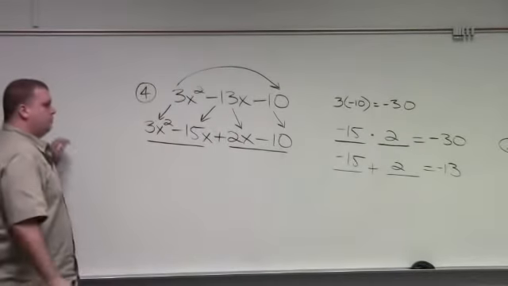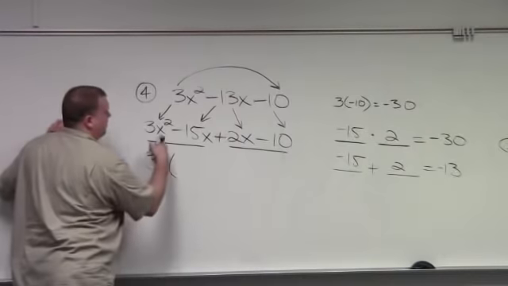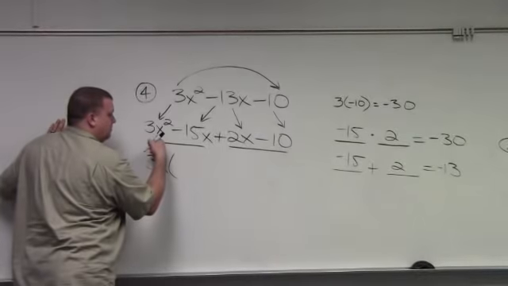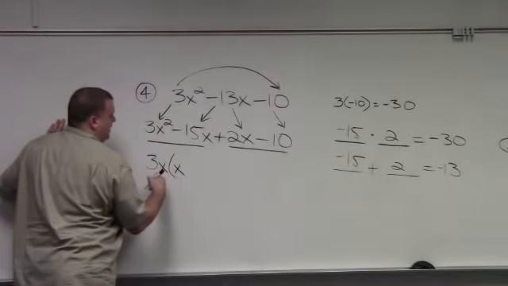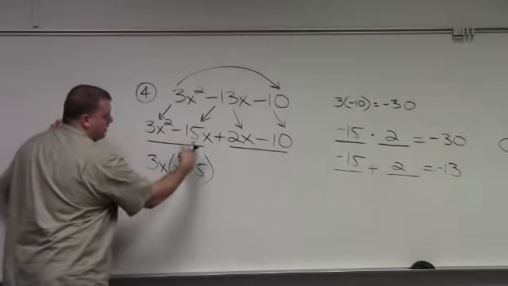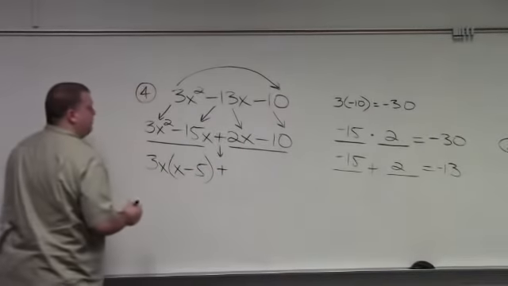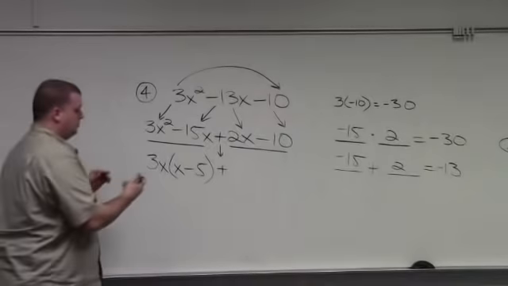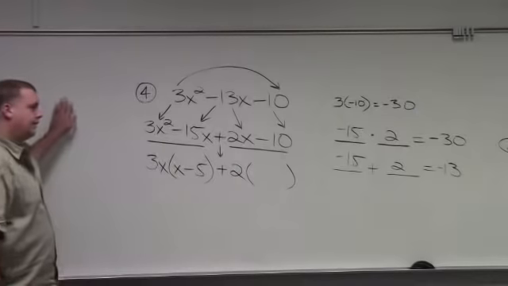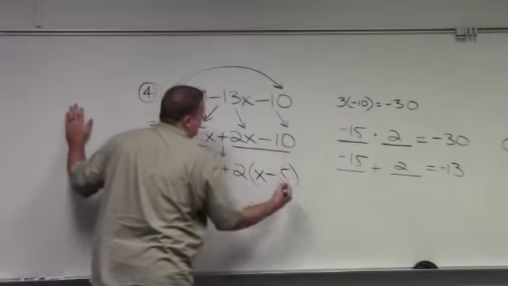What is common to the first 2 pieces? 3x. Right, both of them have at least one x available. So 3x times what brings you back to 3x squared? x minus 5. x, and then 3x times minus 5 will bring you back to the negative 15x. This is a plus. What can I factor out of 2x minus 10? 2. 2 is the only thing common to that pairing. And what's that going to leave me? x minus 5. 2 times x is 2x. 2 times negative 5 is negative 10.